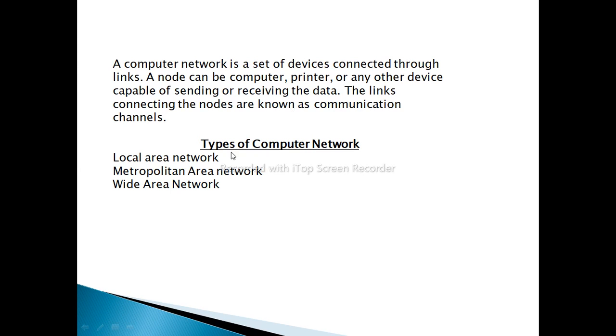So first of all, as I have already told you, what is a computer network? A computer network is a set of devices connected through links. And in a computer network, there are a few things we need to establish, like what are a node or workstations or clients, and then what is a server, what are the components of a computer network. We need a node to connect a computer network, and nodes are nothing but computers or workstations.